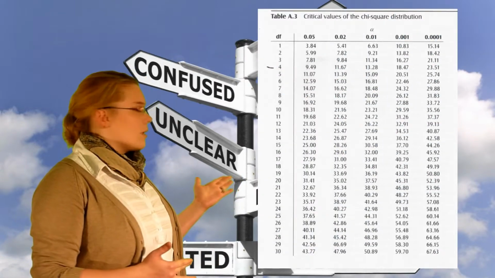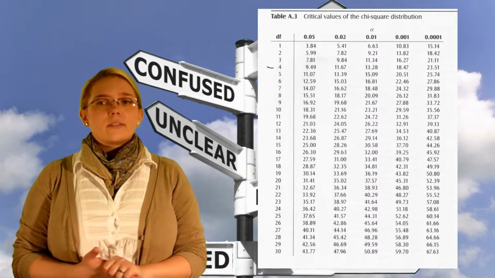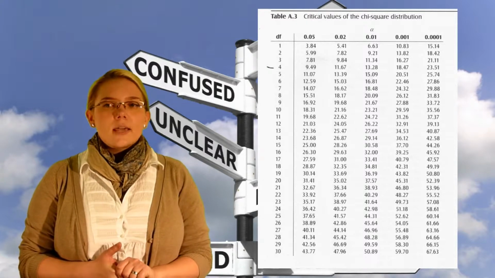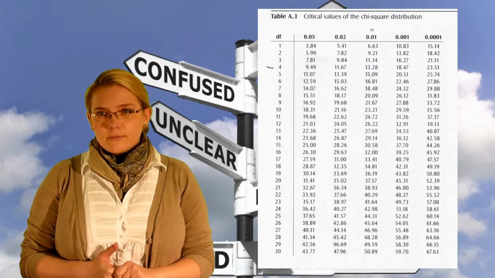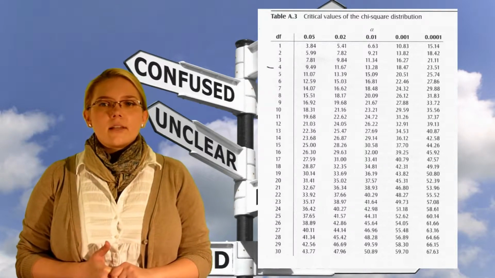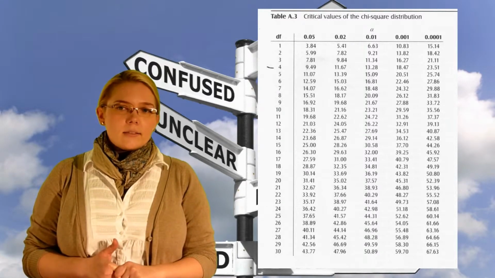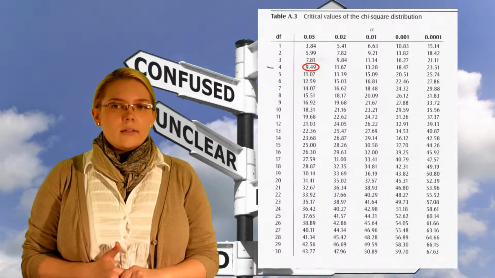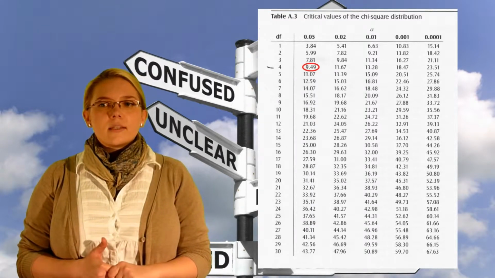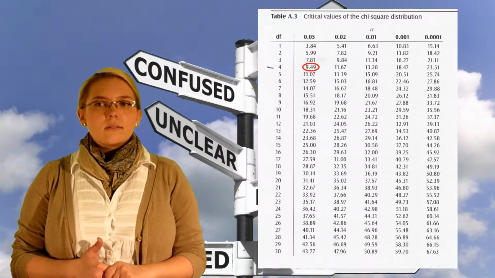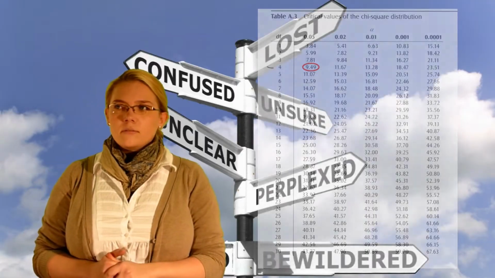Here is the chi-square table. You simply find the degrees of freedom, which is k-1, so in this case 4, and the significance level, which is 0.05. In this case, the value is 9.49, so if the test statistic is greater than this, then we reject the null hypothesis.